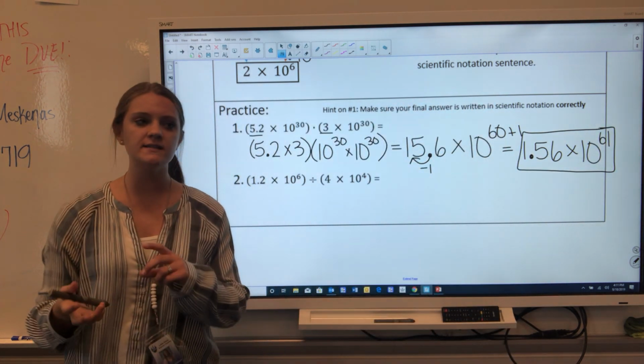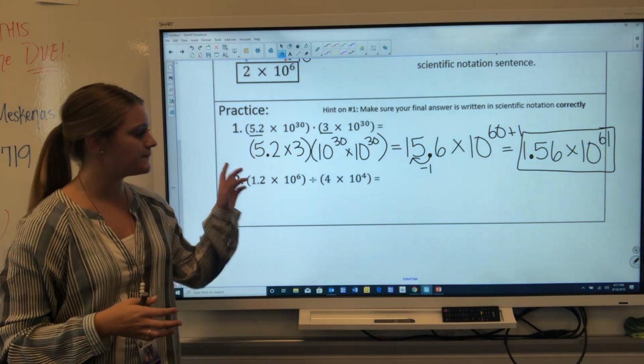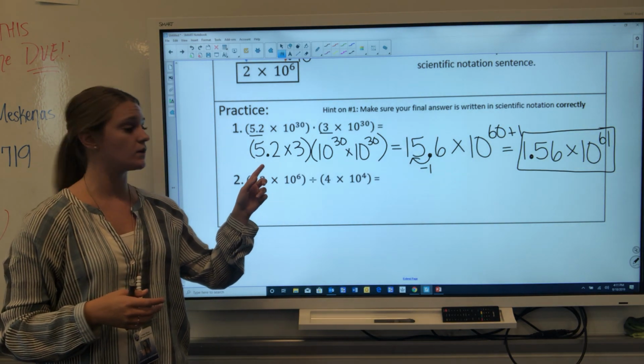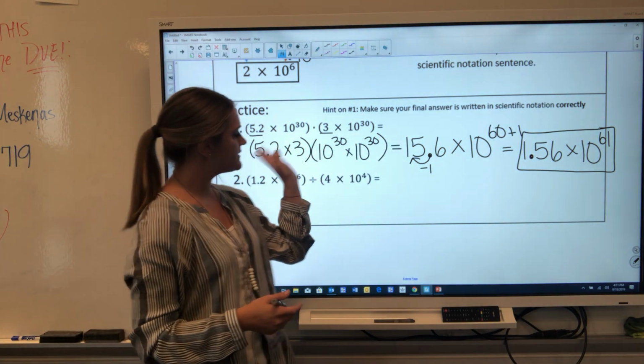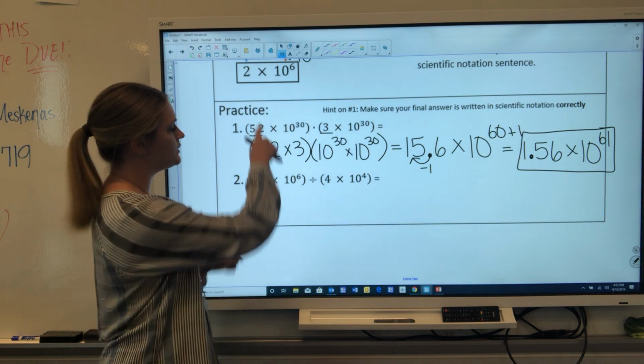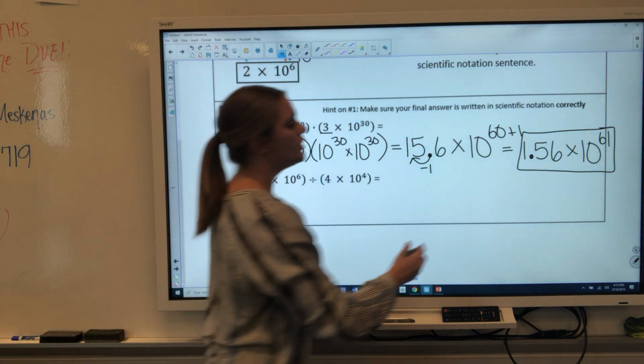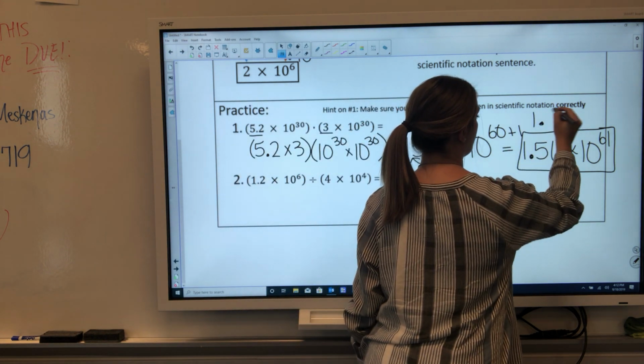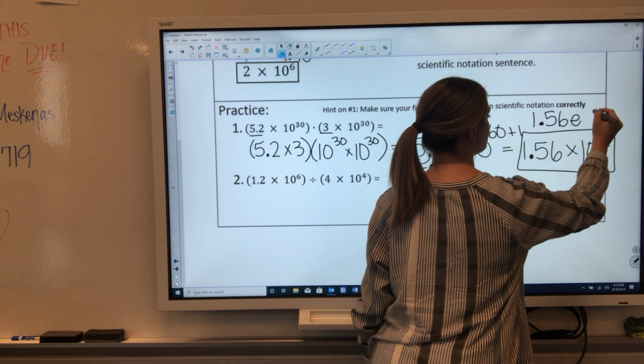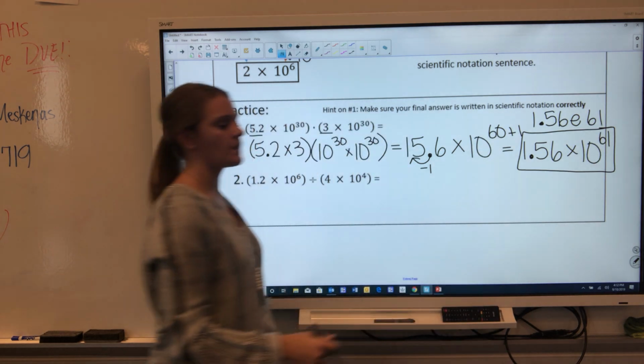And when you have something crazy like that, I would definitely encourage you to type this in your calculator and double check your work. So if you typed all this in your calculator with those parentheses, and you could type this first part in, you wouldn't have to rearrange it in your calculator. You would get something like 1.56 e to the 61st power.